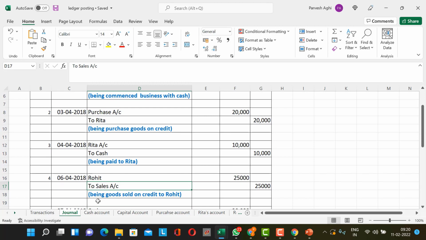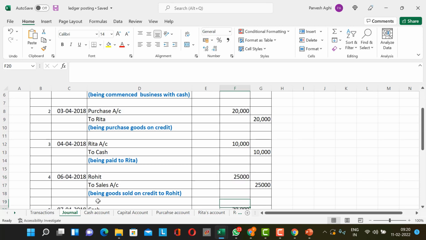Nominal. So debit all expenses and losses, and credit all incomes and gains. Sale is our income, that's why we are going to credit this account. And this is again a personal account, so debit the receiver. He is getting the goods from us. We are selling the goods to Rohit, so that's why we are debiting his account, because we have to receive this money later on from him. So he will be standing as a receivable in our books.